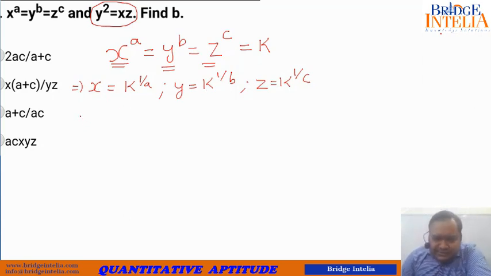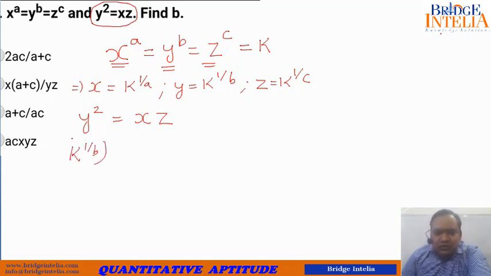So now let's see. It is being told to us that y square is equal to x into z. So now I will not carry forward x, y and z, but I will write powers of k instead. So y is equal to k to the power 1 by b. So this means k to the power 1 by b whole square is equal to x. X is k to the power 1 upon a, and z is k to the power 1 upon c. So this relation must hold. So if this relation must hold, what can we conclude?